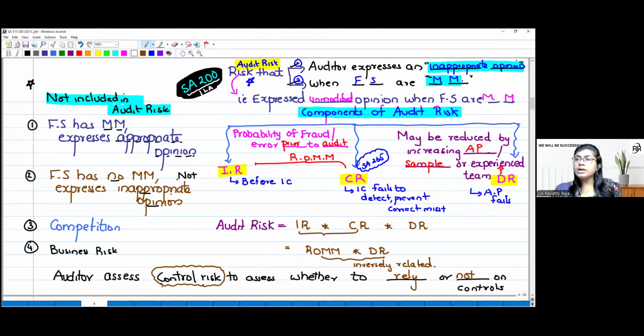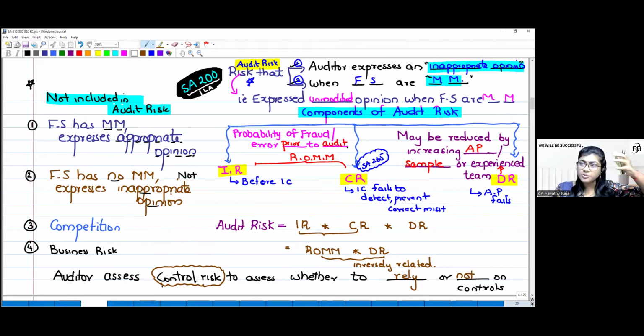I want you to say IR, CR, DR's meaning. We just said a point, no? I want full sentence of IR, CR, DR. Can you say what is common in IR, CR, DR? Risk. Risk can happen in how many levels? Two levels. Overall FS or assertion level, ABCD.